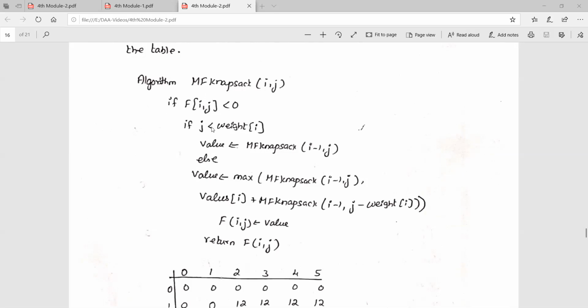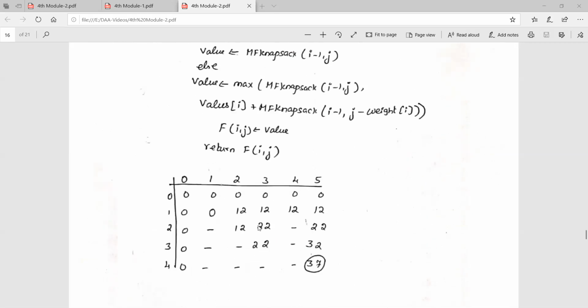If the capacity is less than the weight, then we have to take f(i-1, j). Else we have to take the maximum of f(i-1, j) and profit plus f(i-1, j-wi). Finally, we return f(i, j). So now this is the solution for the problem. The problem I already gave in the dynamic programming video.